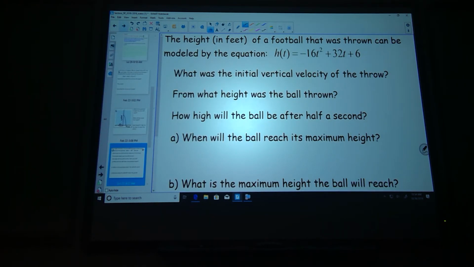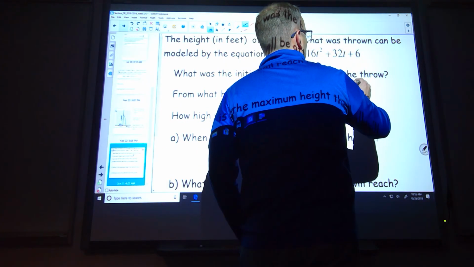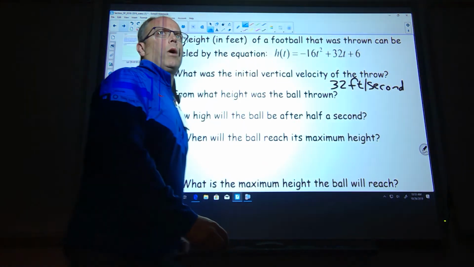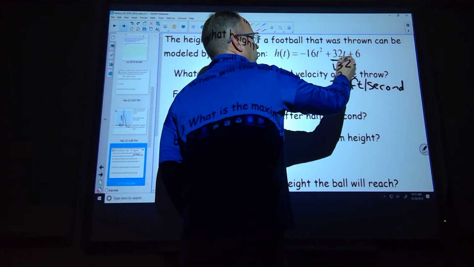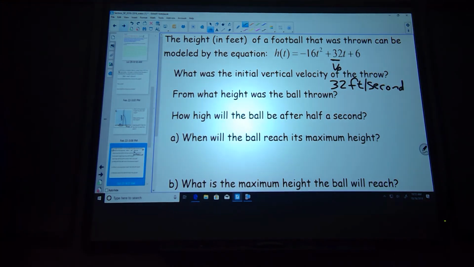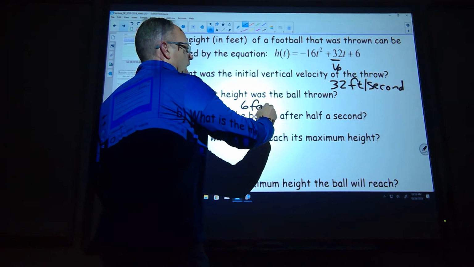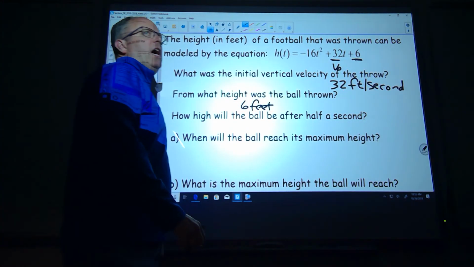So the height in feet of a football that was thrown can be modeled by this equation. I like this. Okay? Negative 16t squared plus 32t plus 6. What was the initial vertical velocity of the thrown football? 32 feet per second. How do I know that? This is where V naught lives. From what height was the ball thrown? 6 feet. How do we know that? Because this is H naught, my initial height.